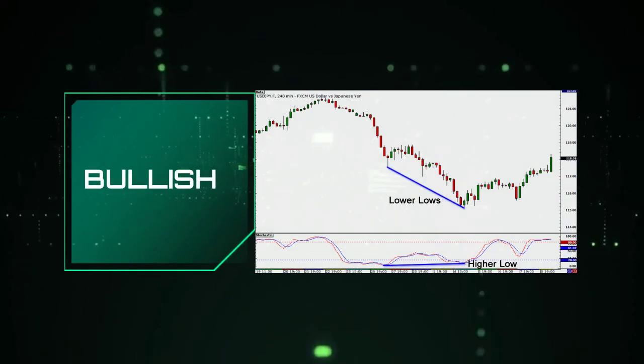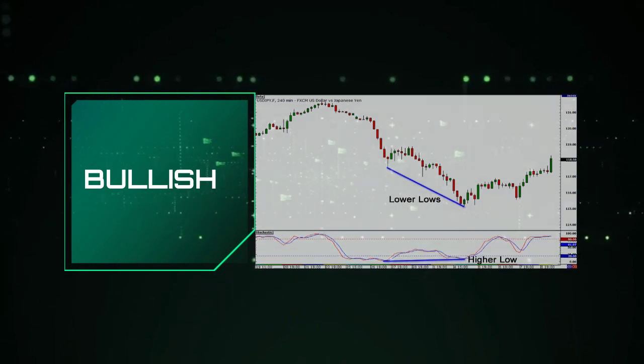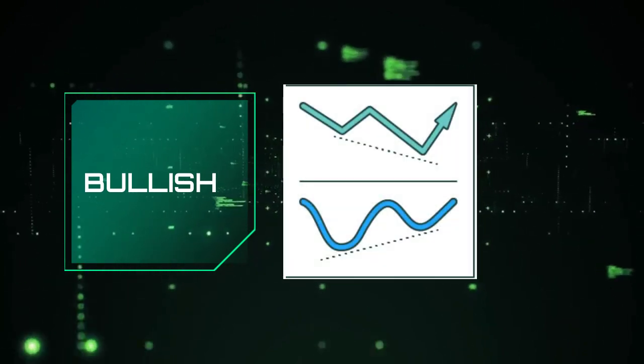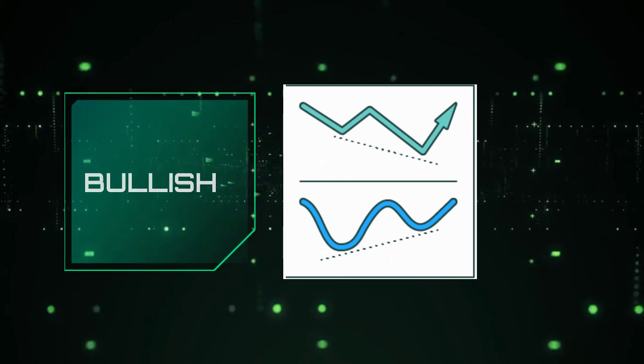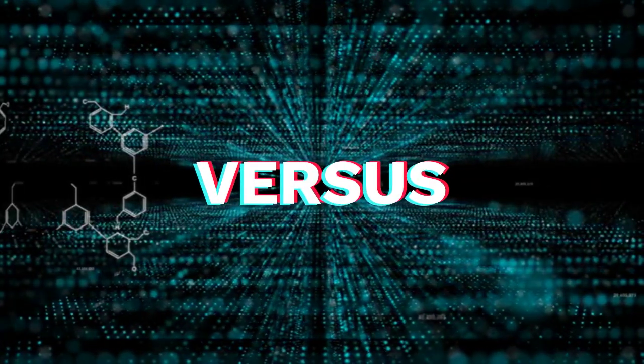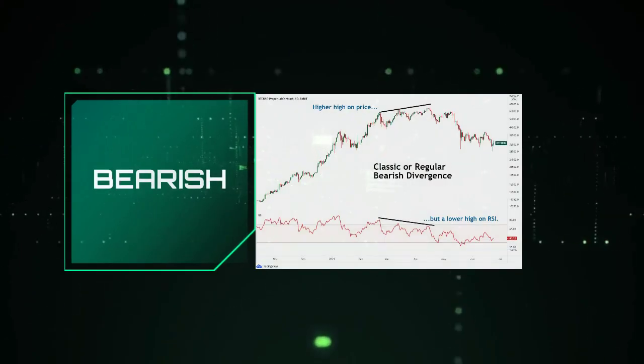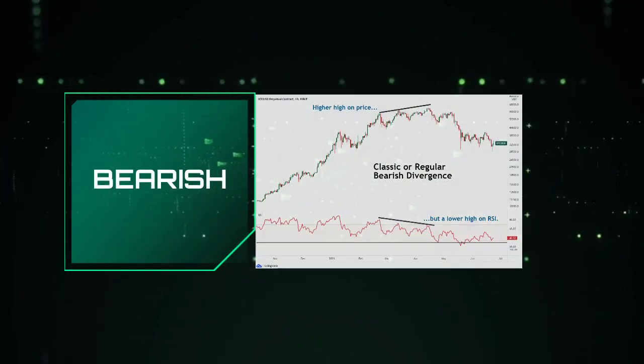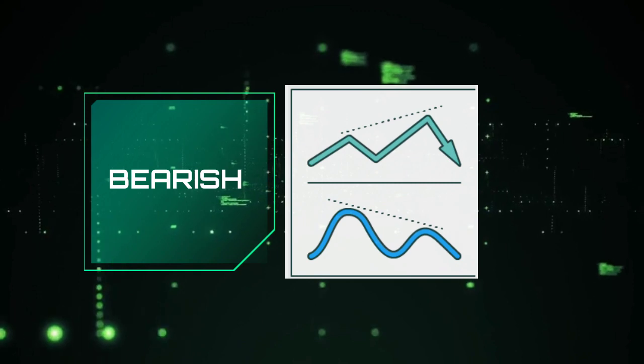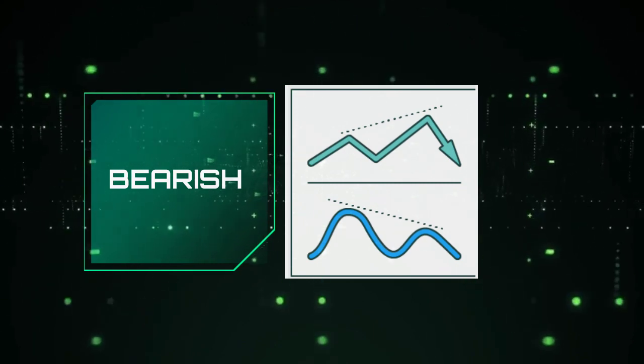So, here's a recap. When the price goes to a lower low but the indicator shows a higher low, it's a good sign that the price might go up soon. That's called a bullish divergence. On the other side, if the price reaches a higher high but the indicator shows a lower high, it's a warning sign that the price might go down. That's called a bearish divergence. These are the classic types of divergence.